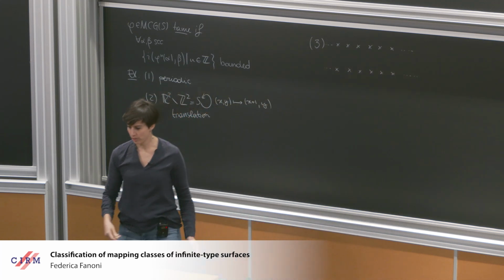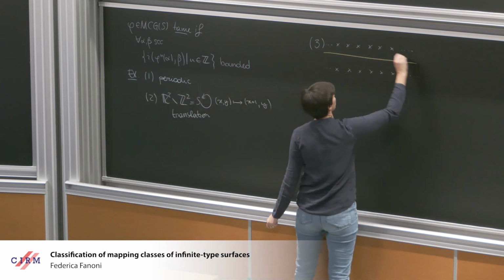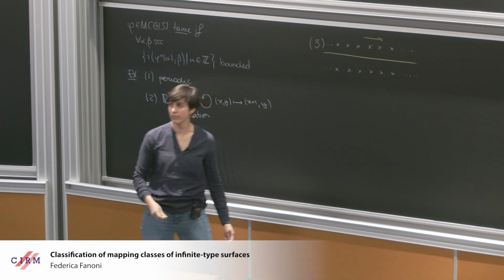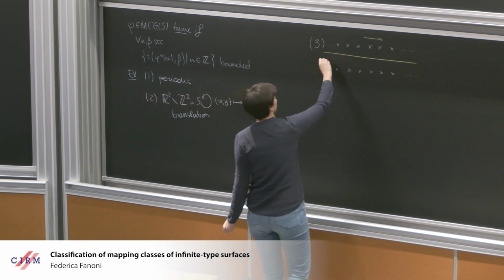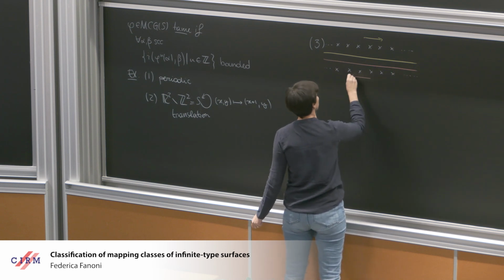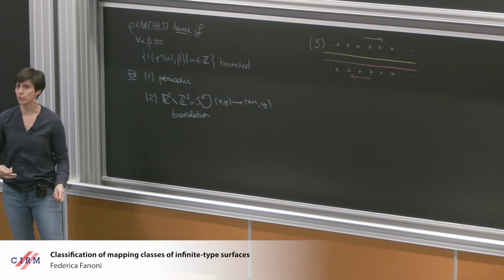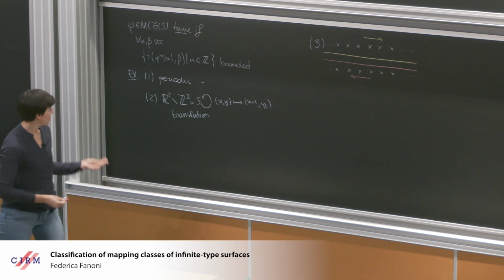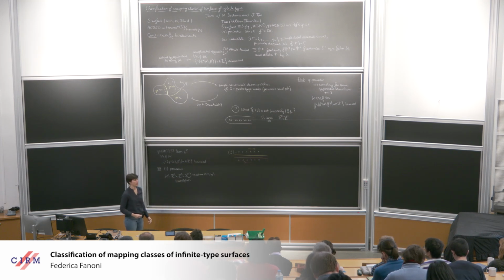Then what I can do is I can look at the top here. In the top part, I just do a shift in this direction. In the bottom part, I do a shift in the other direction. And then in the middle, I just do something to glue the two maps together. This is also going to be a tame map, which is neither of the two types that I've just drawn.